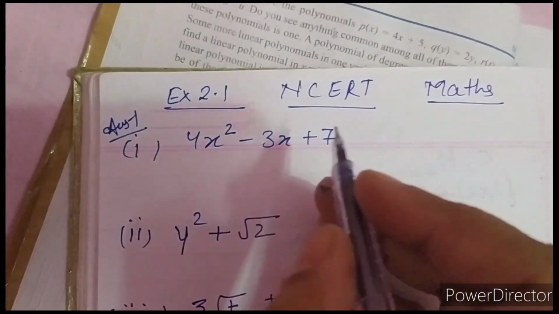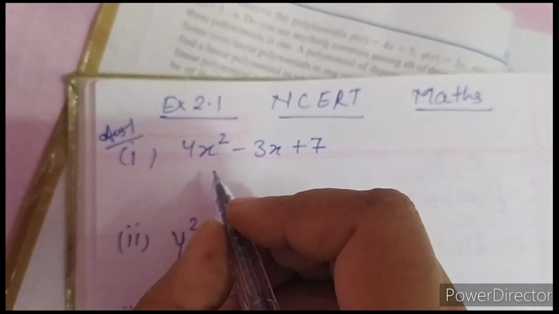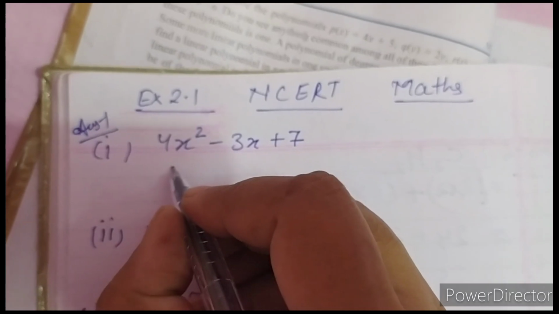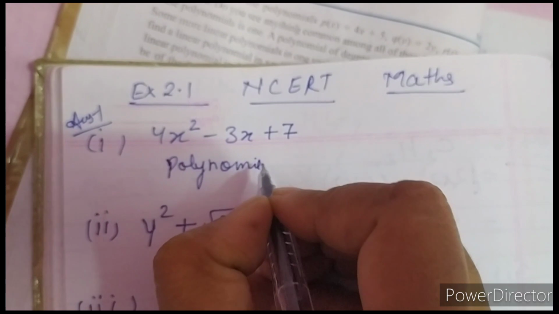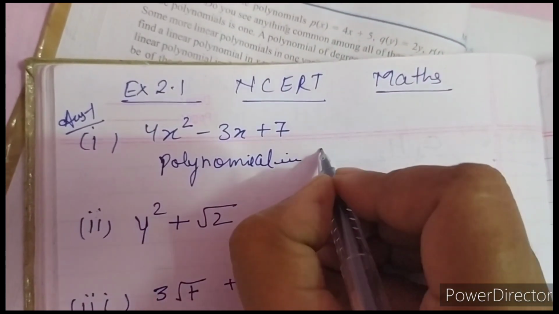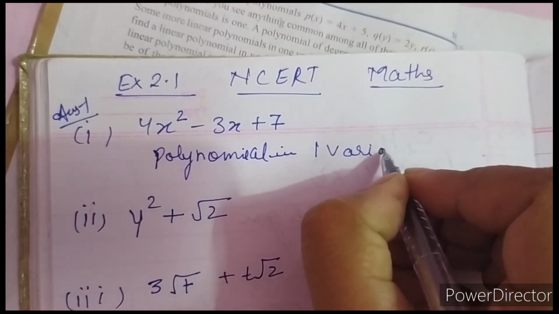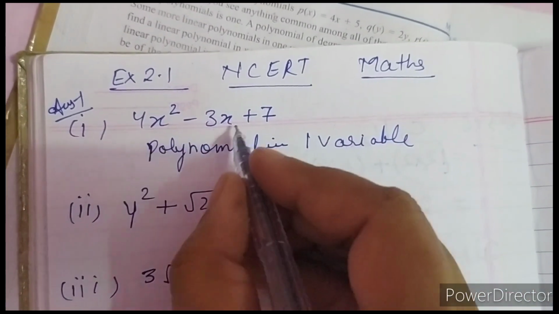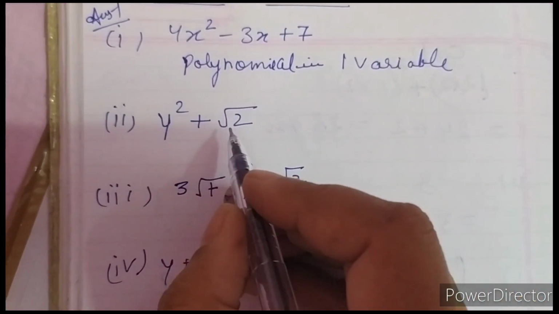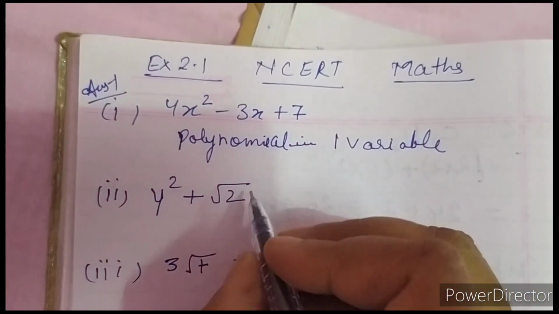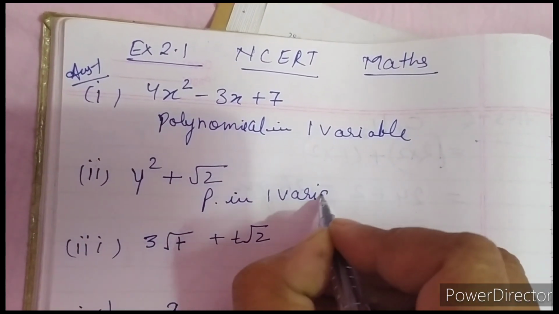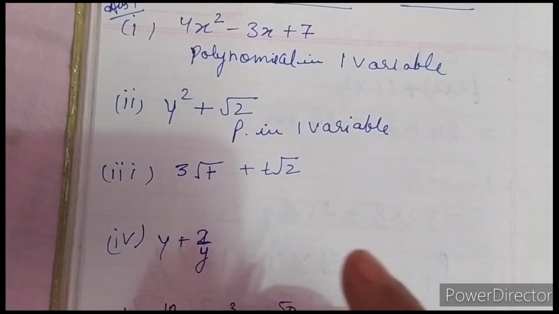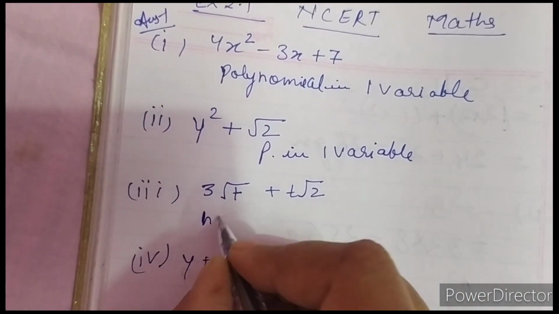4x square minus 3x plus 7. Yes, it is a polynomial in one variable, so we'll write polynomial in one variable, because you can see here only one variable is there, x. Now here again only one variable is there, so this is also a polynomial in one variable because only y variable is present in this.